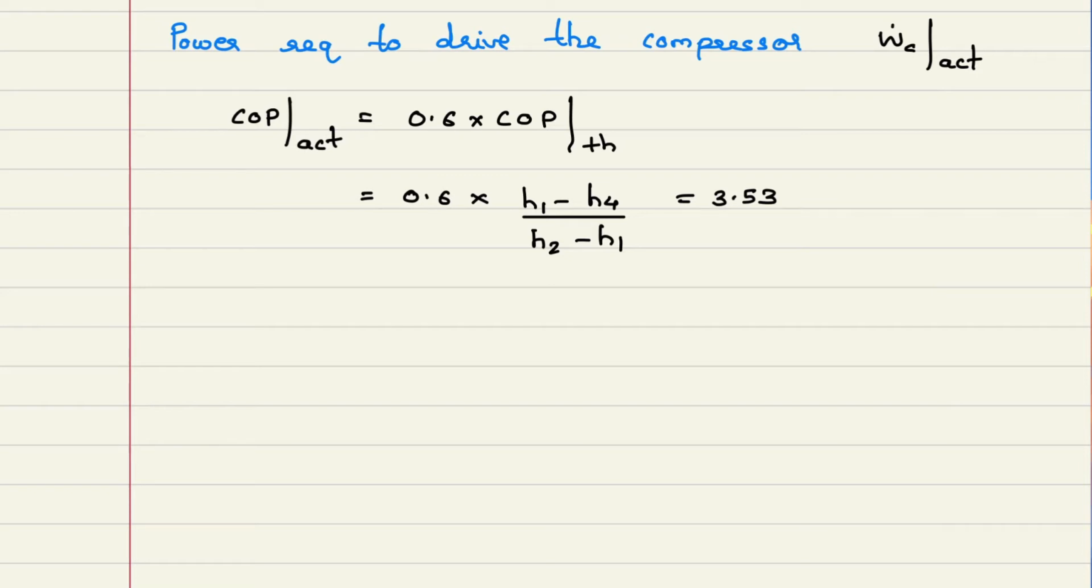Now what is this COP actual? This left hand side, it will be Q dot A actual upon W dot C actual. Now this W dot C actual we have to calculate. This is finally what we have to calculate, it is asked in the question, and Q dot A actual is not known. So first we will calculate Q dot A actual.